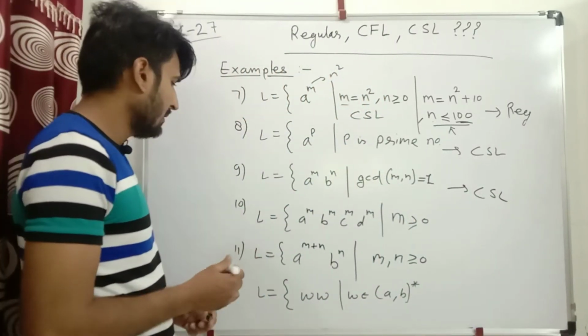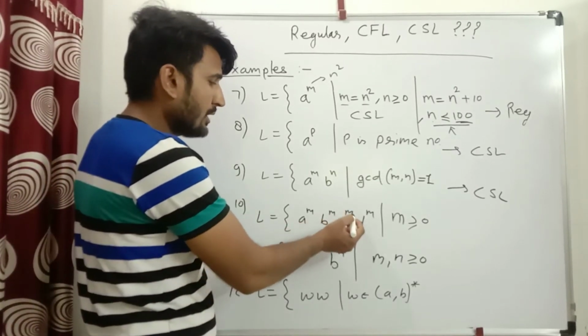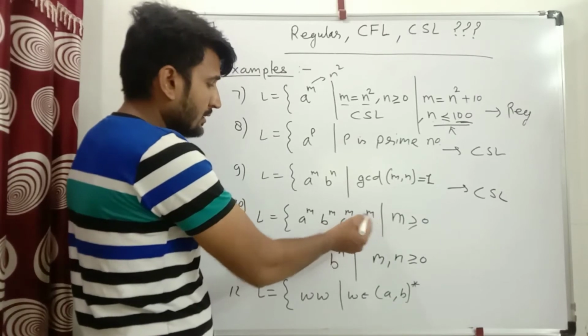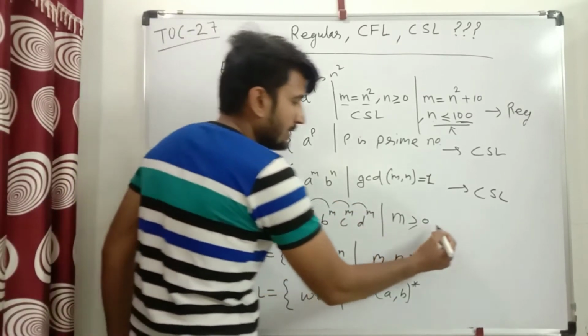Okay. Now take a power m, b power n, c power n, d power m. There are 3 comparisons, 1, 2, 3. So it is CSL.